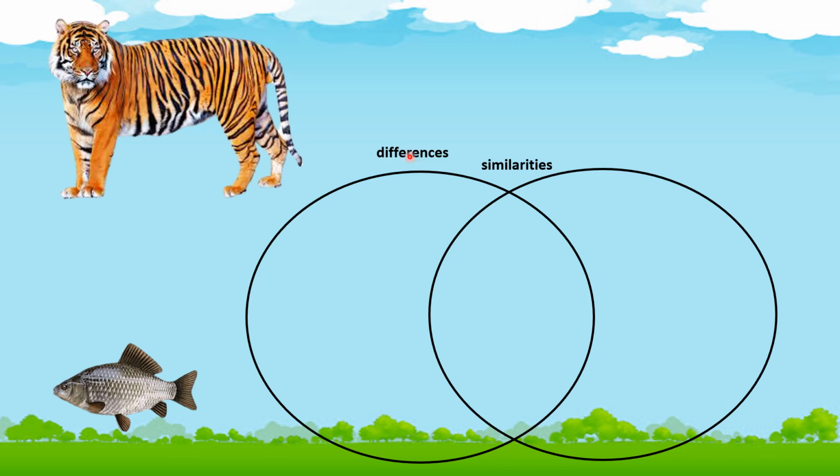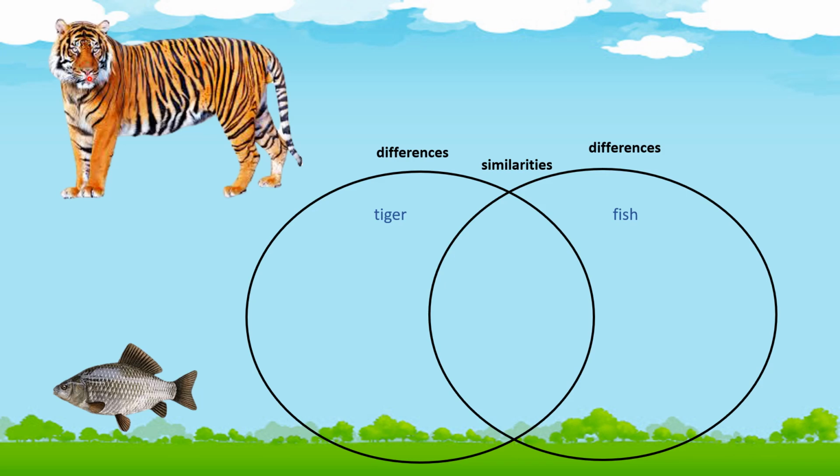In this part, I will write what is different about the tiger. And in the other part, I will write what is different about the fish. So here, the similarities, and here, at the edges, the differences. So let's start. What is in common, or what are the similarities between the tiger and the fish? What do they have in common, as we said in part 1?